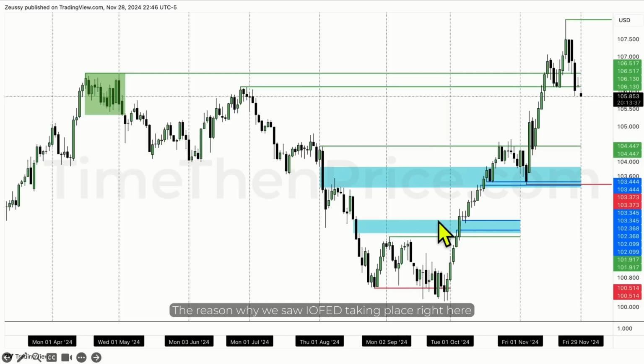The reason why we saw IOFED taking place right here was due to the fact that on the left side of the curve, we saw a CB form right here. And notice that this CB got displaced through by this BC. The moment that price retraces into that BC and into that CB, we can anticipate that we're likely going to see a quick move soon. Why? Because this is again a balanced price range which is being set up.